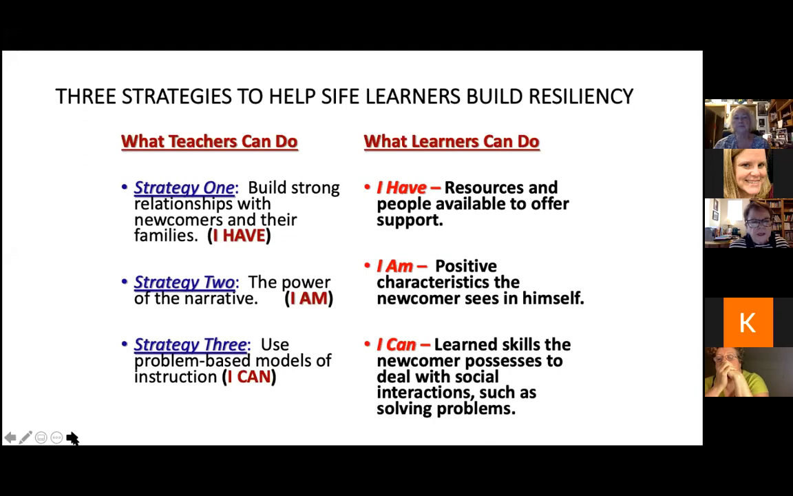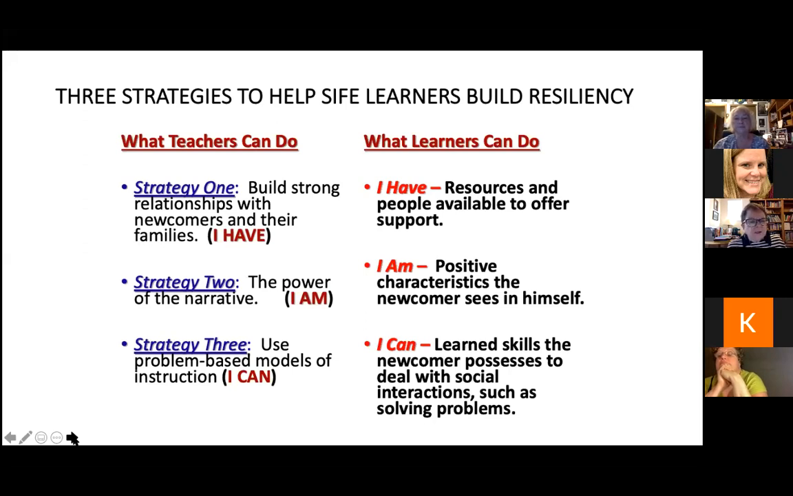So strategy 1 is the I have. You want to help the student see that he has strong relationships among the people in the school and with the people in their family, and on the student side, resources that are available to offer them support, so that I have right now a series of people that I can turn to that can support me. And then you build on that strategy, the I have, to expand on it, to look at as they become more comfortable in the school and how that group of resources and relationships increases.